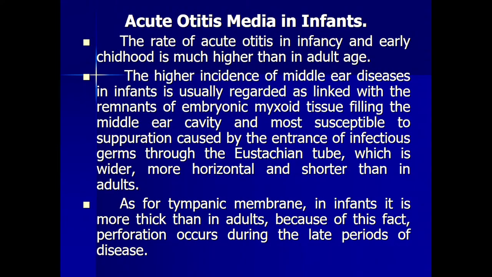And acute otitis media in infants varies actually. The rate of acute otitis in infancy and early childhood is much higher than in adult age. The high incidence of middle ear diseases in infants is usually regarded as linked with the remnants of embryonic myxoid tissue filling the middle ear cavity and most susceptible to suppuration caused by the entrance of infectious germs through the eustachian tube, which is wider, more horizontal, and shorter than in adults. As for the tympanic membrane in infants, it is thicker than in adults. Because of this fact, perforation occurs during the late periods of disease.